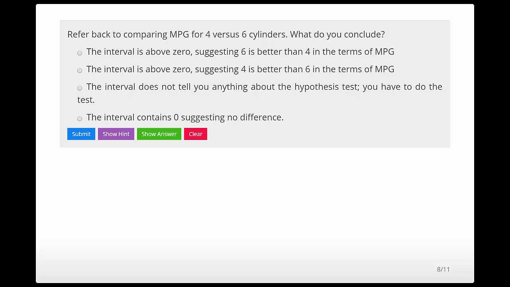Okay? Second thing, you want to check whether your confidence interval is entirely above 0, entirely below 0, or contains 0. If it contains 0, then 0 is a plausible value for the mean difference, so it's suggesting possibly that there's no difference between the two groups you're comparing. Okay? In this case, it's entirely above 0, and remember we subtracted 4 minus 6, okay? So that's suggesting 4-cylinder cars have a higher mean miles per gallon than 6-cylinder cars. So that's the second point.